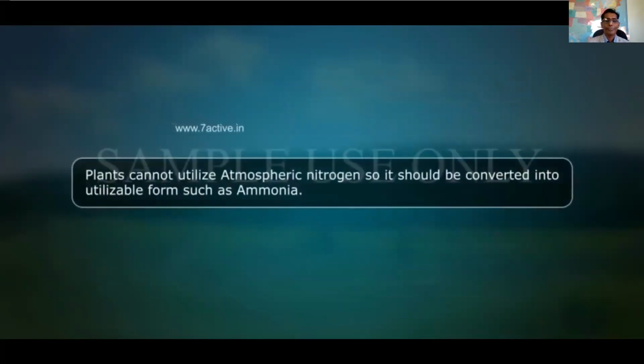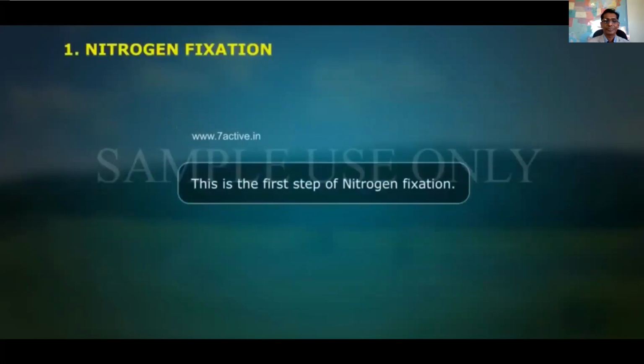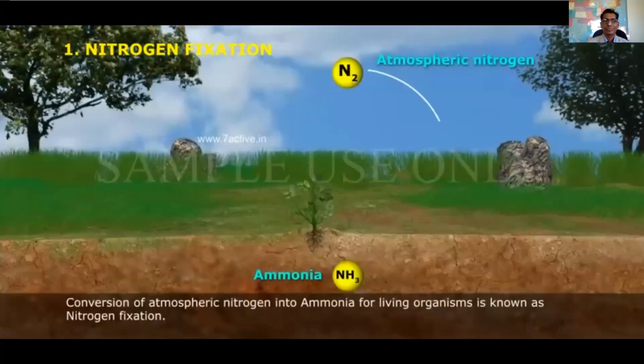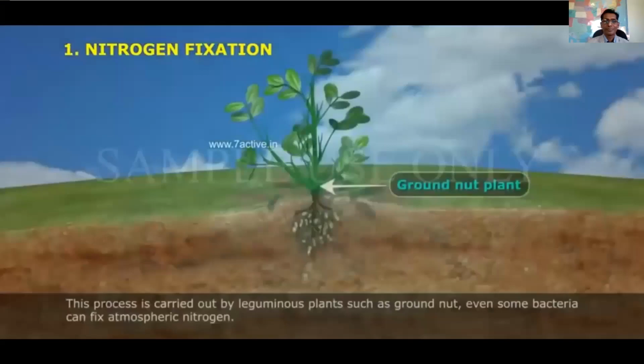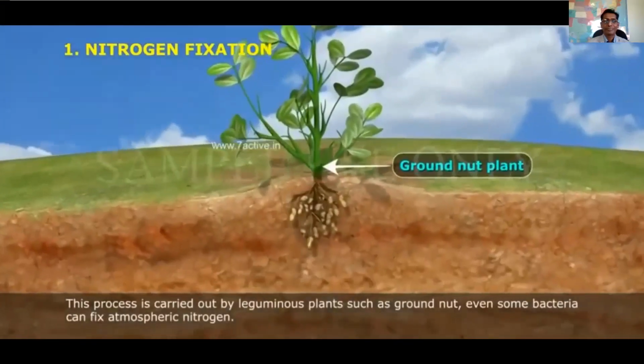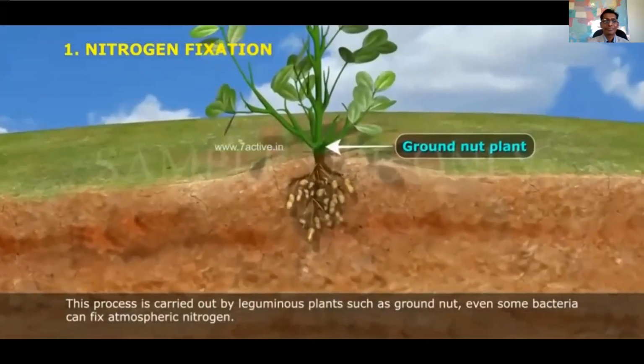Plants cannot utilize atmospheric nitrogen, so it should be converted into a utilizable form such as ammonia. 1. Nitrogen fixation. This is the first step. Conversion of atmospheric nitrogen into ammonia for living organisms is known as nitrogen fixation. This process is carried out by leguminous plants such as groundnut.